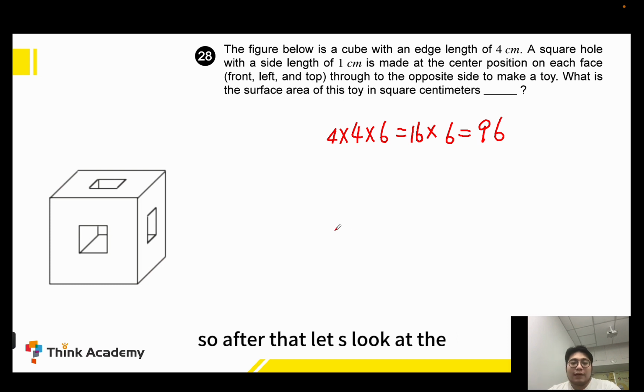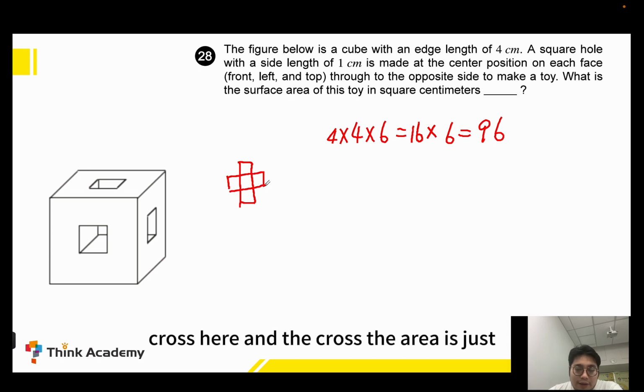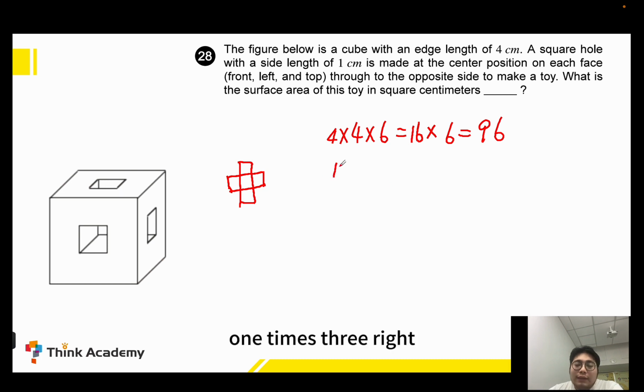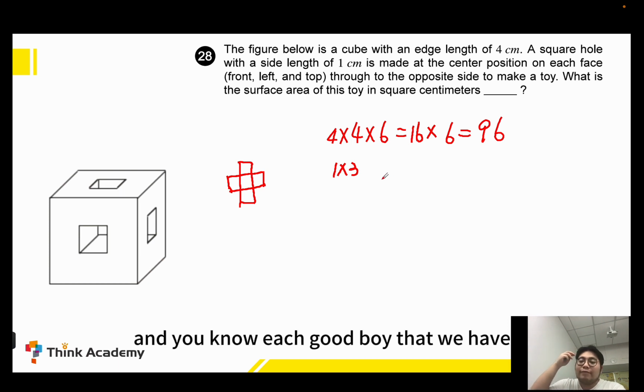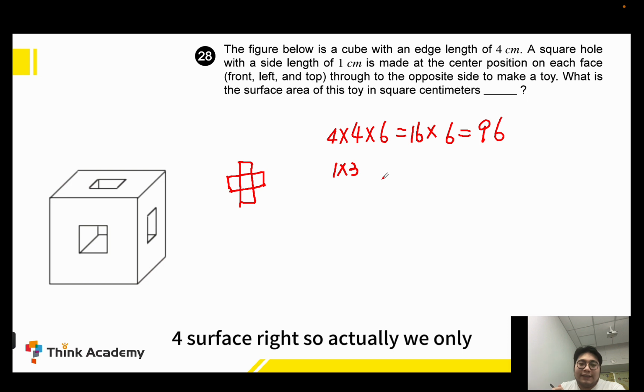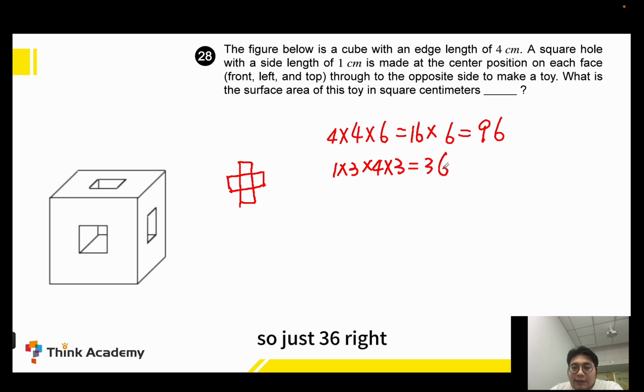After that, let's look at the cross. After we cut these 3 cuboids, it will be a cross here. And for the cross, the area is 1 times 3, right? So how many 1 times 3 do we have? Each cuboid has 4 surfaces, right? We have 3 cuboids, so it's times 4 and then times 3, which is 36, right?